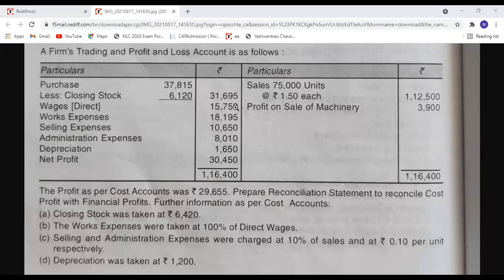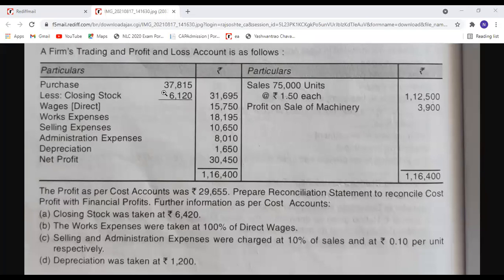Okay. The firm's trading and profit and loss accounts are as follows. As per the financial accounting, the trading and profit and loss account is given to you, where the purchases are given less closing stock of material. The closing stock is directly deducted from the purchases. This is another way of disclosing your closing stock. Then direct wages given, works expenses given, selling expenses given, administration expenses given, depreciation given.